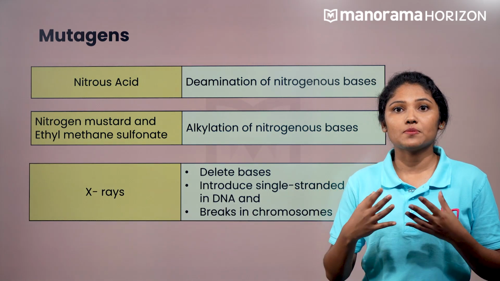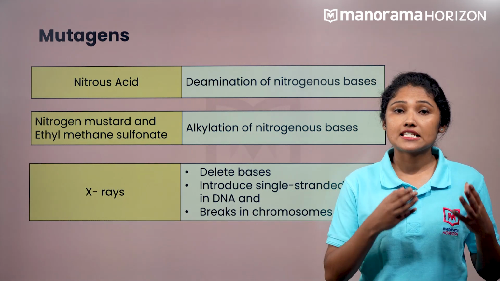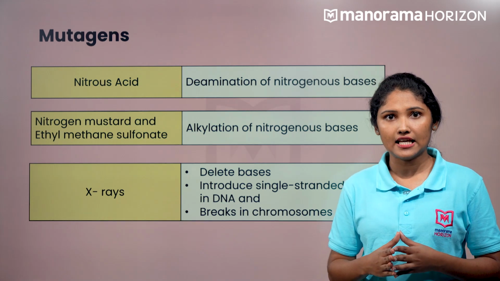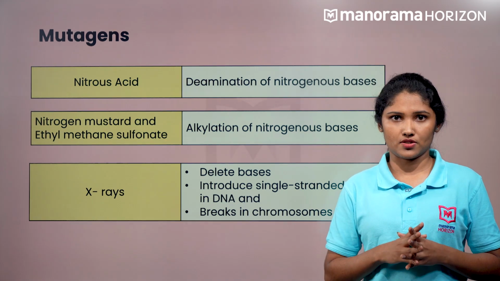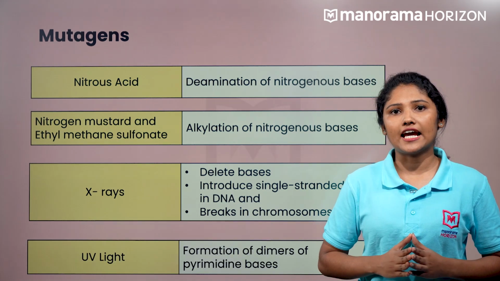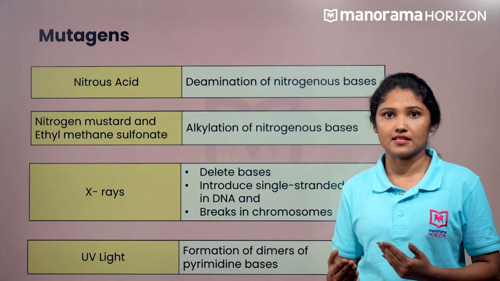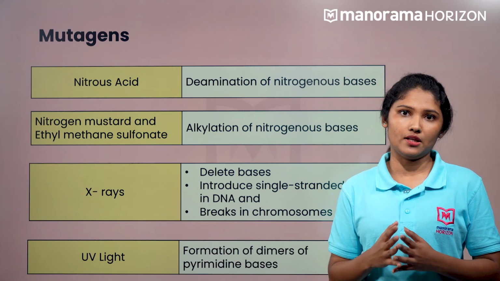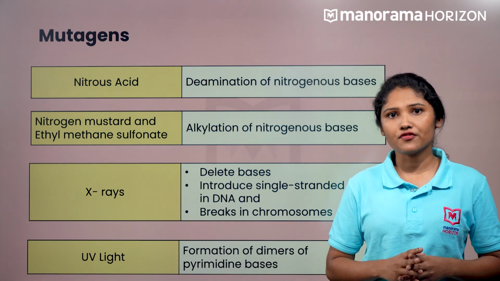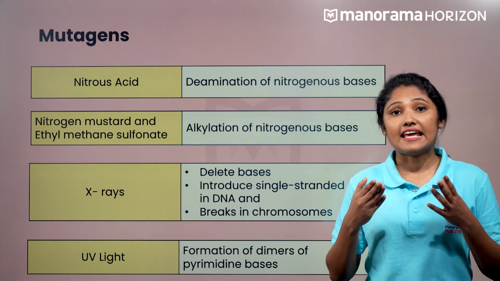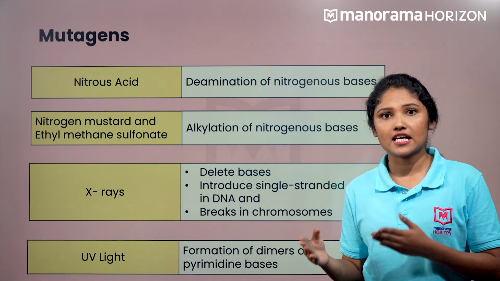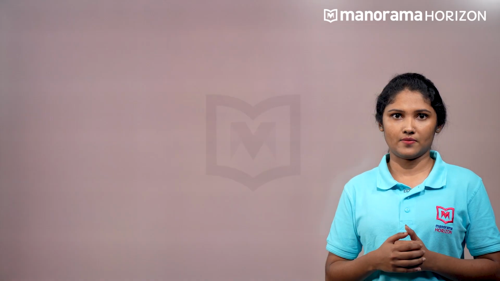X-rays delete bases, introduce single-stranded cuts in DNA and breaks in chromosomes. UV light triggers the formation of dimers of pyrimidine bases such as thymine dimers. Therefore, we can say that X-rays and UV light are physical mutagens.